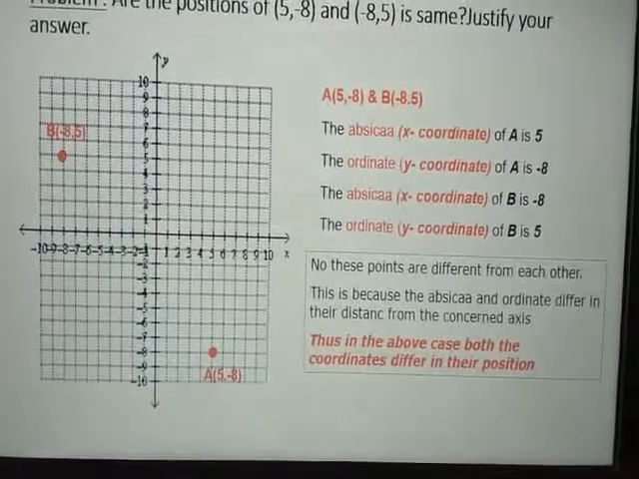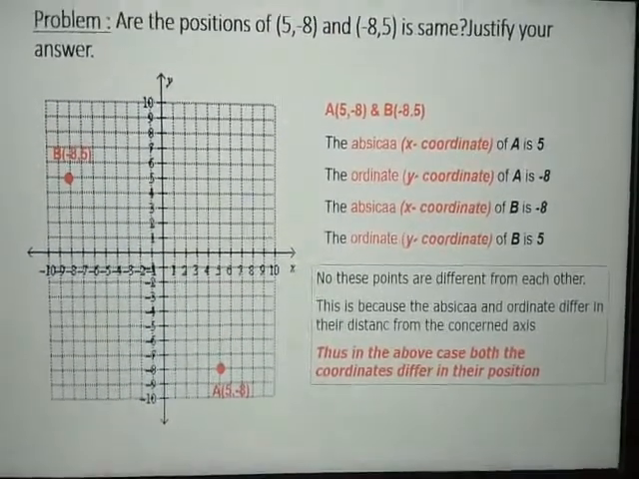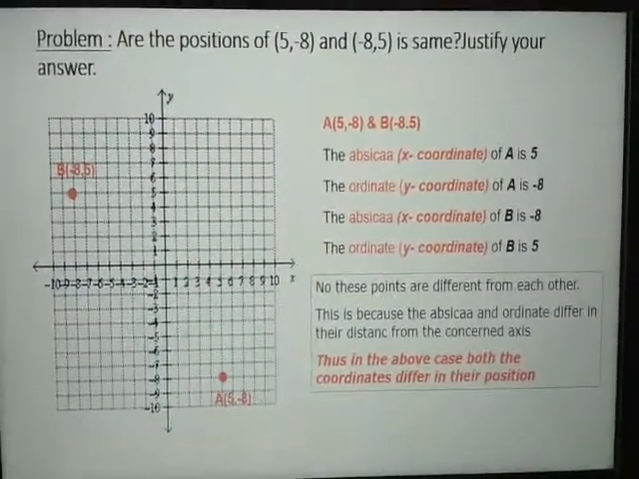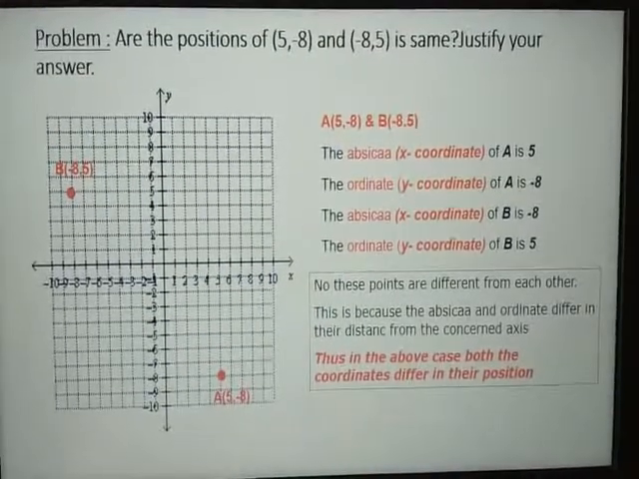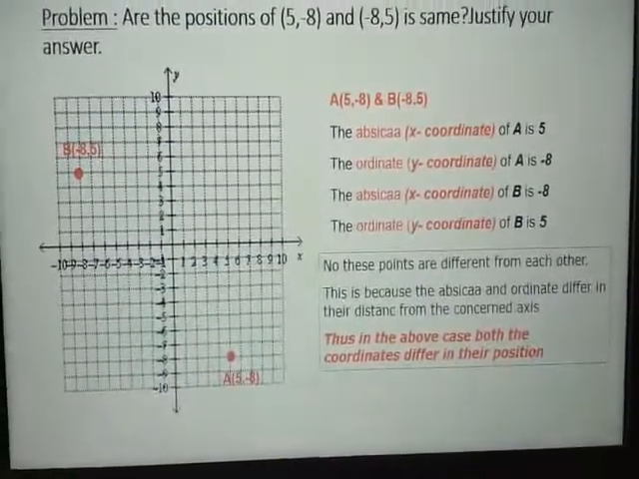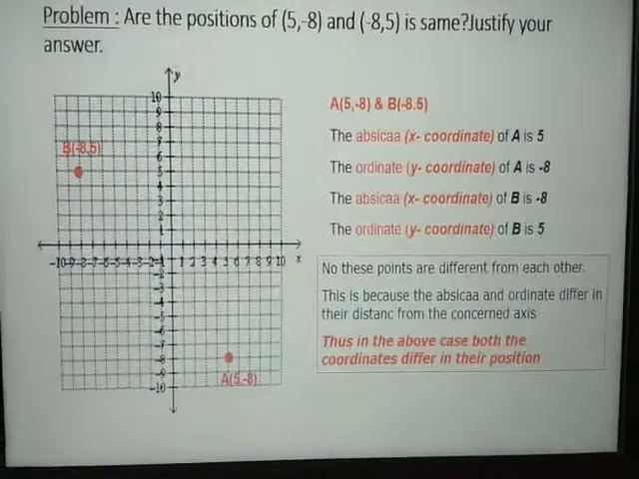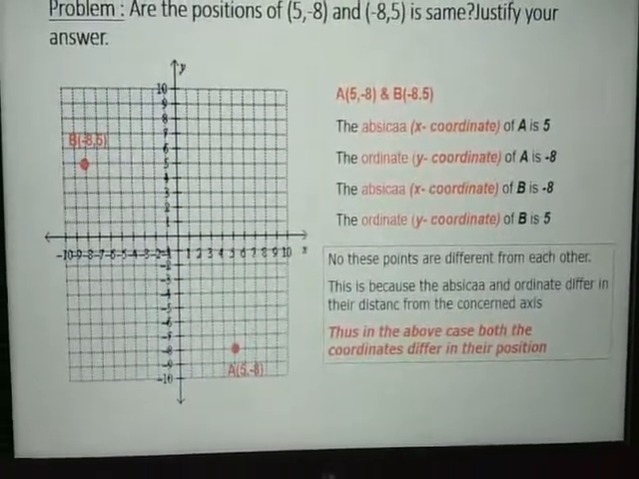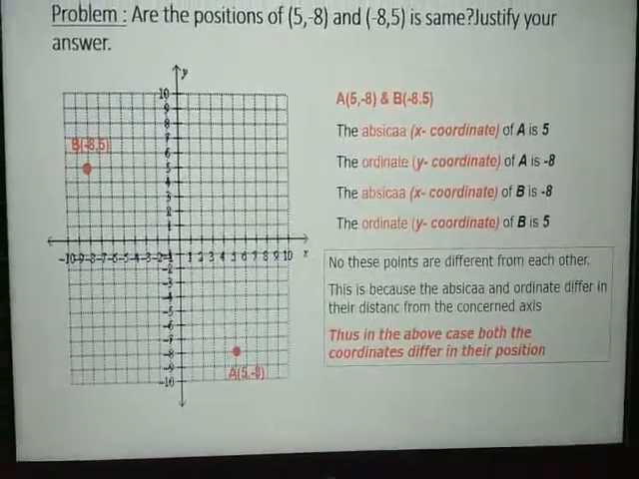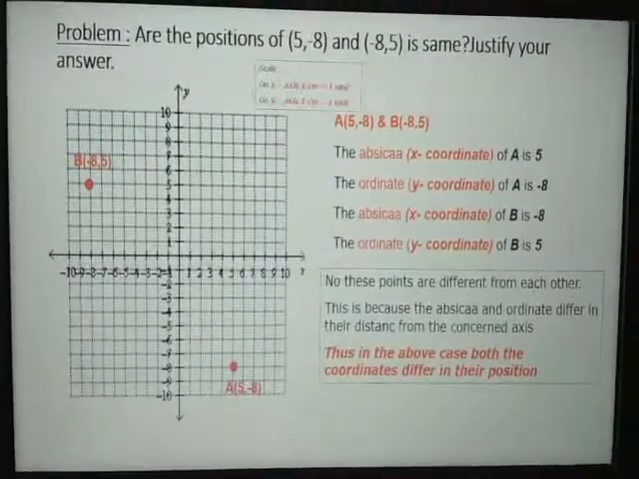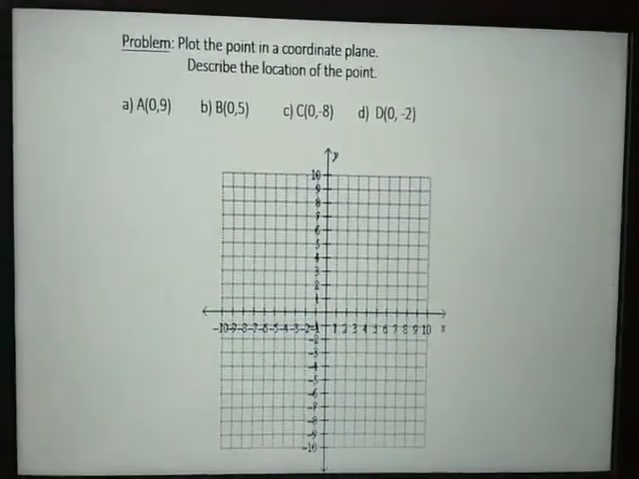So these coordinate points have different positions. Thus, in the above case, both the coordinates differ in their positions. Okay, got it? And going to the next problem, we had noticed some problems.